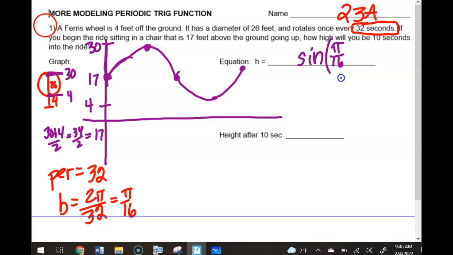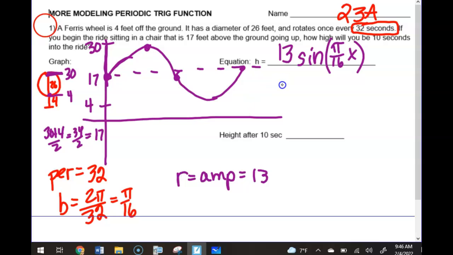Do we need a phase shift? No, it started right where it should, right? The midline. What's the amplitude? How far above and below is it going? 17 to 30 or 4 to 17 is a distance of 13, which would always be the radius, guys. Radius equals amplitude.